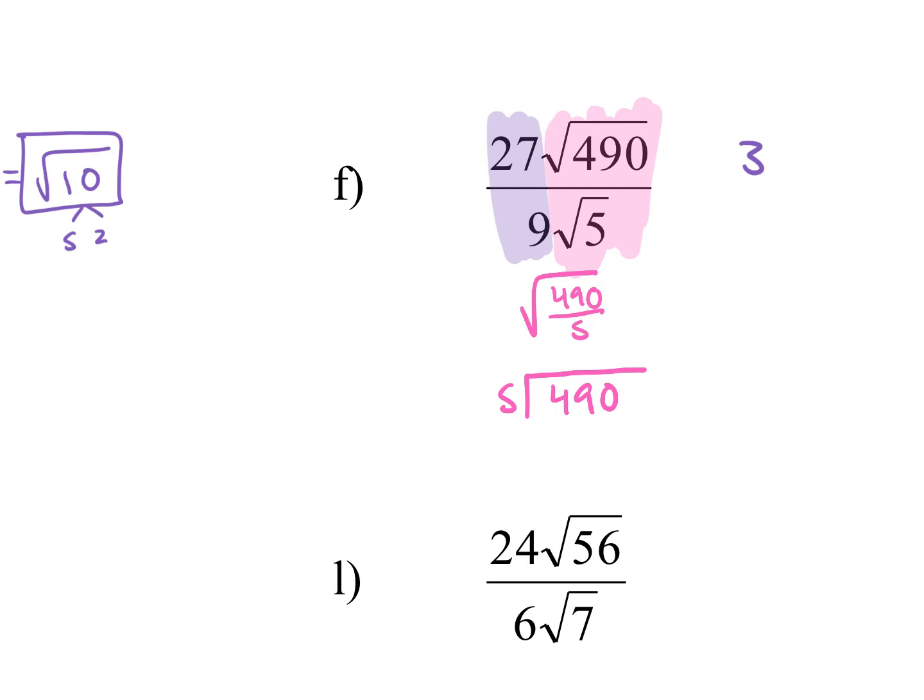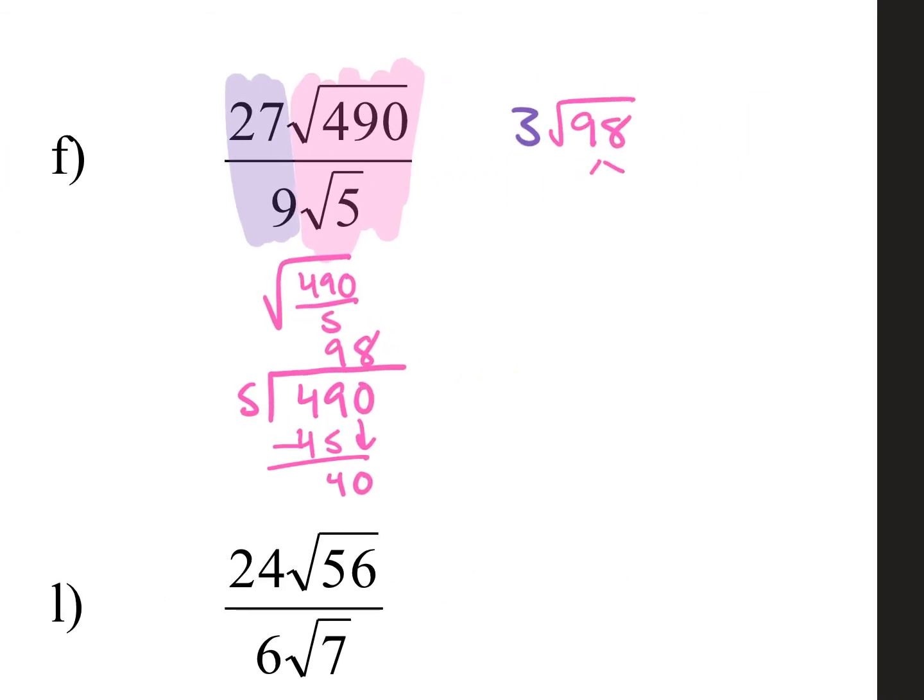So 5 goes into 49 9 times. 9 times 5 would be 45. 5 goes into 45 9 times. So this would be radical 98. So let's see, can I break down 98 anymore? What are 2 factors of 98? 2 and 49. Awesome. What are 2 factors of 49? 7 and 7.